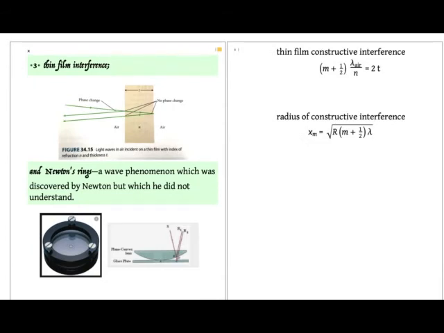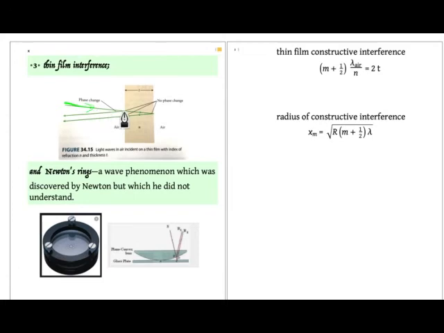All right, we've gone over two examples. The third example is thin film interference. Suppose you have a piece of glass and air on two sides of the glass. And suppose you have an incident wave.